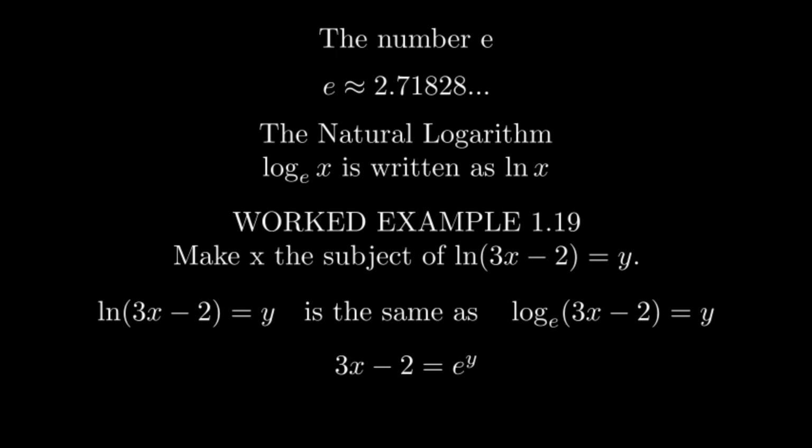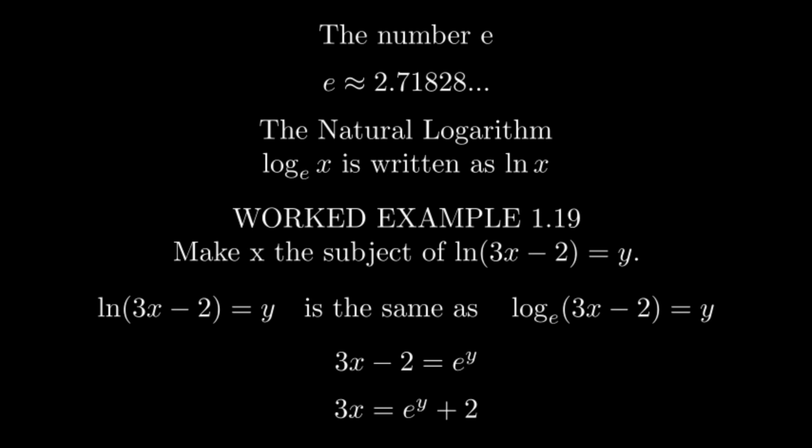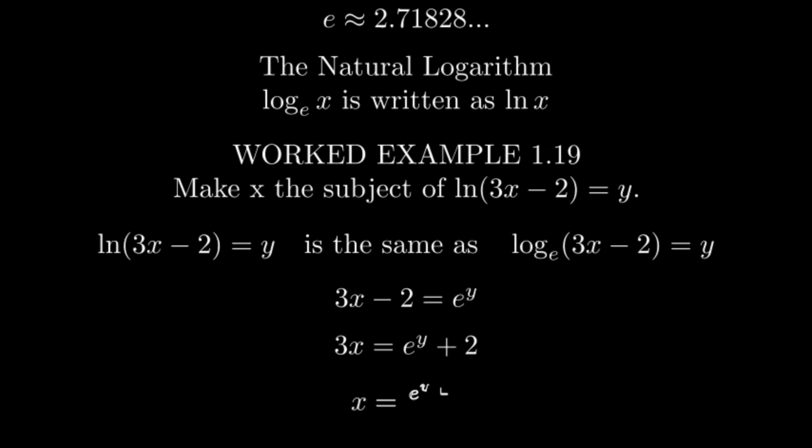Our goal is to isolate x. This is now a straightforward two-step algebraic problem. First, we'll add 2 to both sides. This gives us 3x equals e to the y plus 2. The final step is to divide both sides by 3, and we have our answer. X equals the quantity e to the y plus 2, all divided by 3. We have successfully made x the subject.